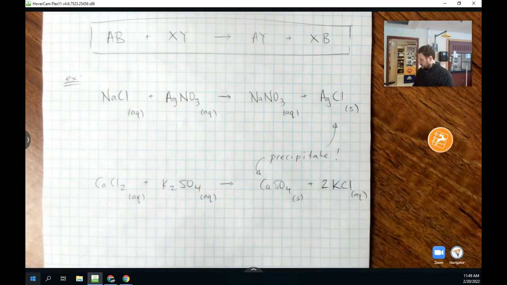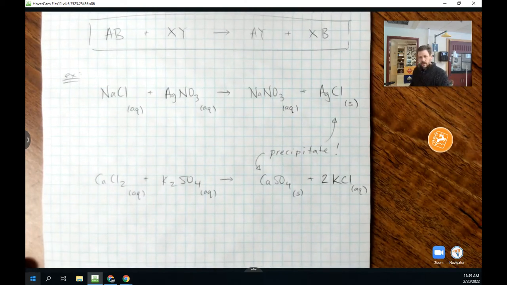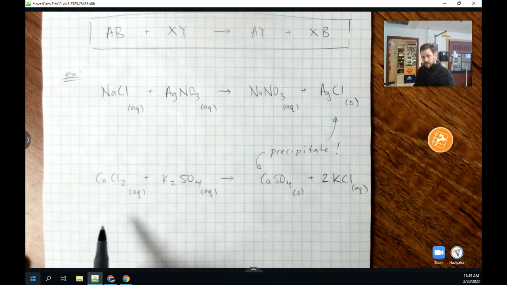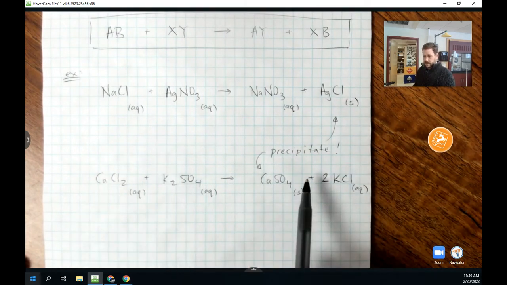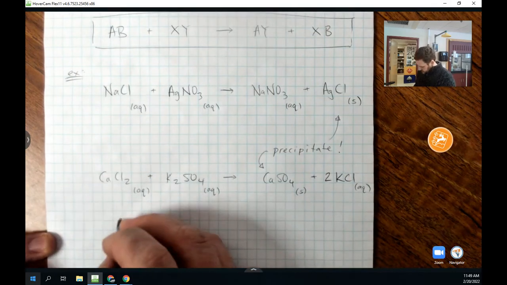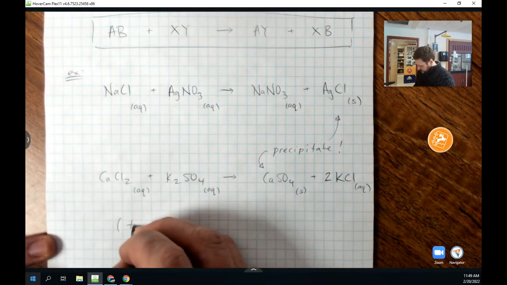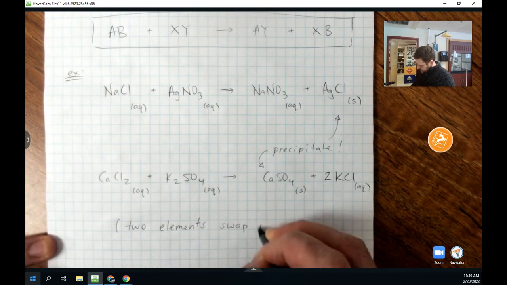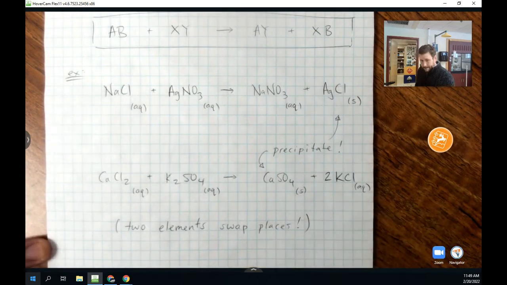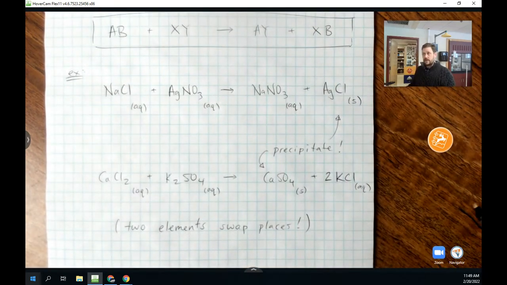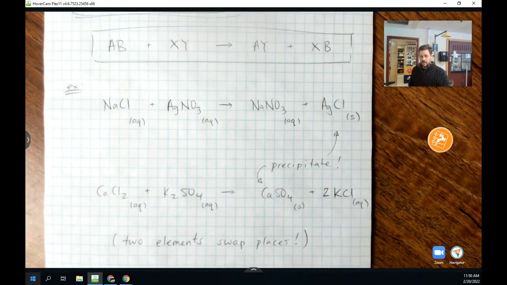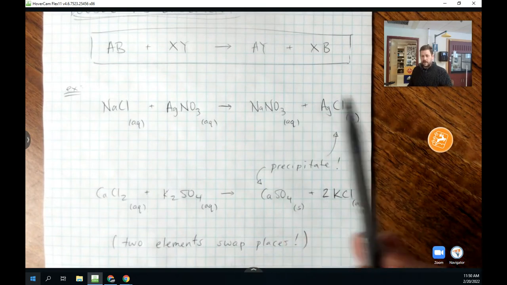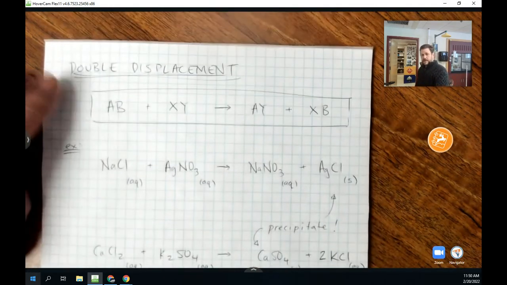So the state symbols are a separate discussion that we don't need to go into the details of in these notes. We just want to recognize that these are double displacement reactions. And really, we could write this as two elements swap places. This is the only reaction type of the 5 we're studying where both reactants and both products are compounds, or all reactants and all products are compounds. Compound and compound yields compound and compound. It's likely to be a double displacement reaction.